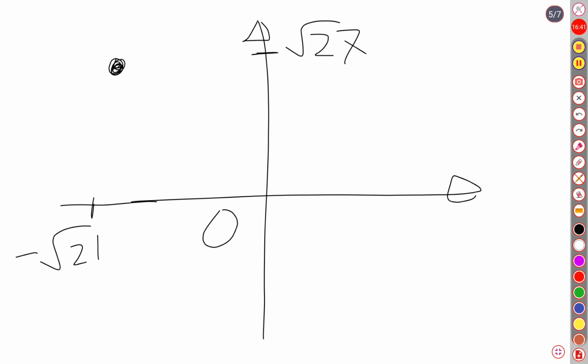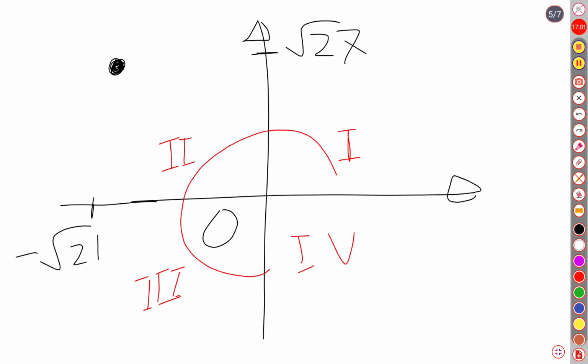This is our point. Now they have told us to find the quadrant, and we have already learned our quadrants. This is the first quadrant. This is the second quadrant. And this is the third quadrant. And finally, this is the fourth quadrant. We move in the anti-clockwise direction, starting from both x and y positive. So our point is this one. Definitely this is the second quadrant. So the answer is going to be second quadrant.